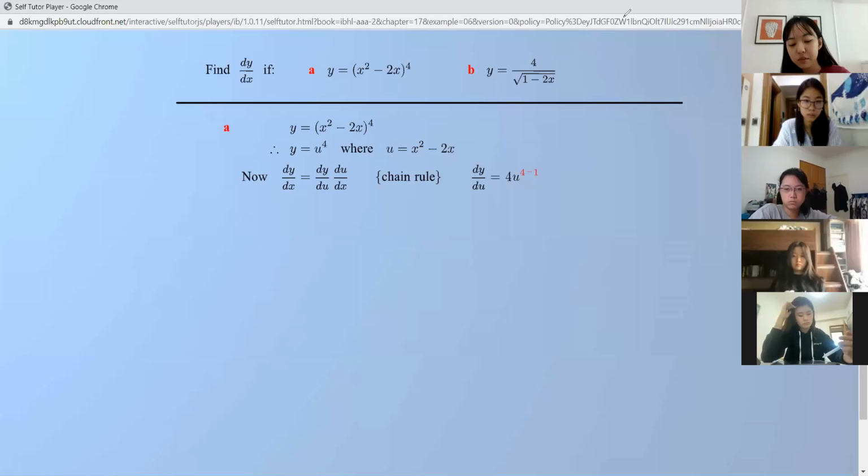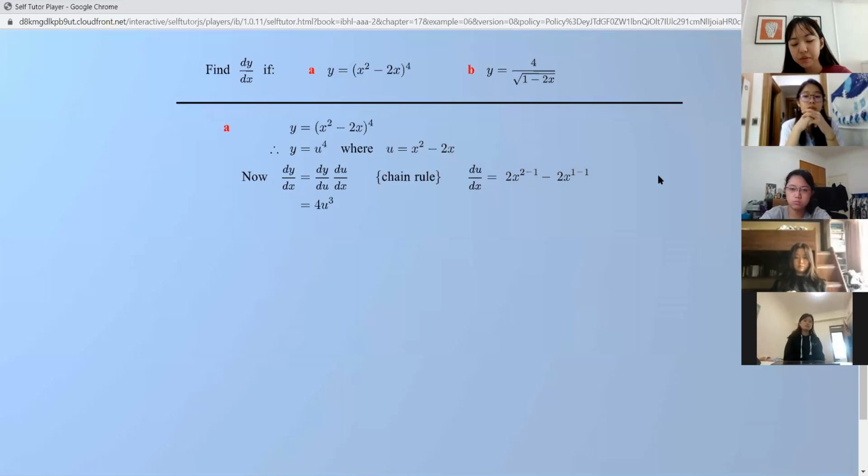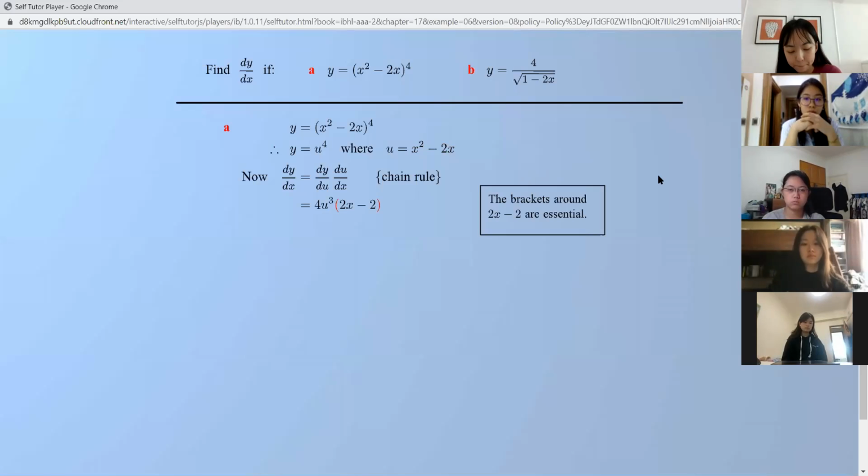Power. We now find the derivative of u with respect to x. We do this term by term. For each term, we multiply the constant coefficient by the power and subtract 1 from the power. dy by du must be multiplied by all of du by dx. Since du by dx has 2 terms, it is essential to write this derivative in brackets. Finally, we replace u by its quadratic expression in x. This makes sure our answer only involves the one variable.